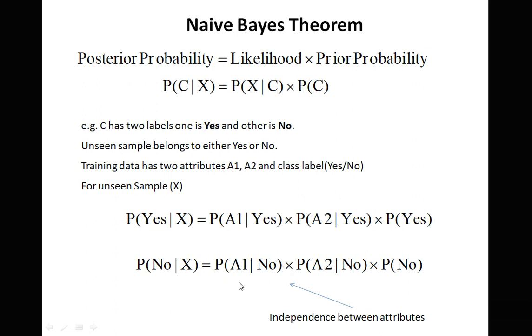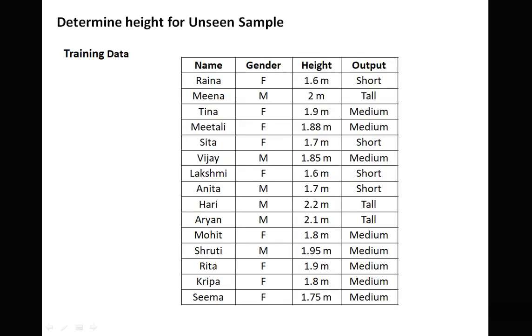Similarly, we can calculate for the no, and whichever answer is more, the unseen sample is classified to that particular label. For example, if the posterior probability of no is more than yes, then unseen sample X is classified to the no. And in likelihood we multiply the attributes' probabilities. That's why it is called independence between the attributes.